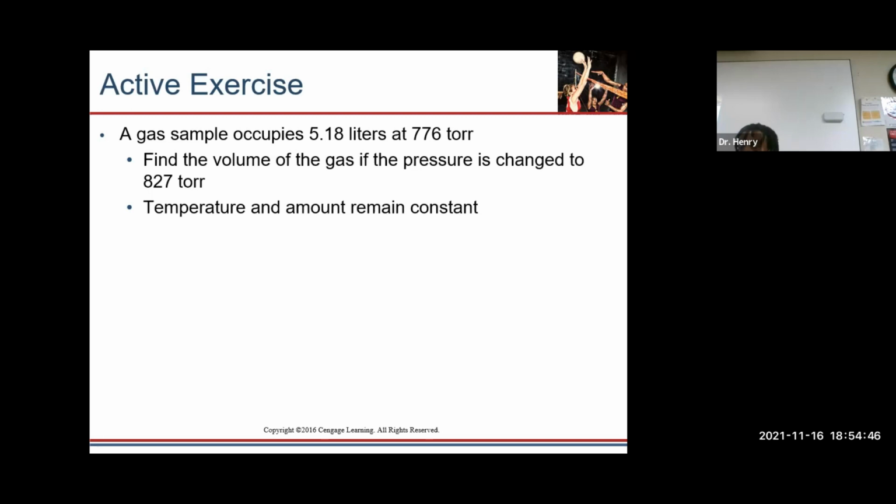Okay, so what am I going to do? Is there a temperature? Torr is not temperature. Wait, so it's pressure. That's right. So which equation am I going to use? P1 times V1 equals P2 times V2.